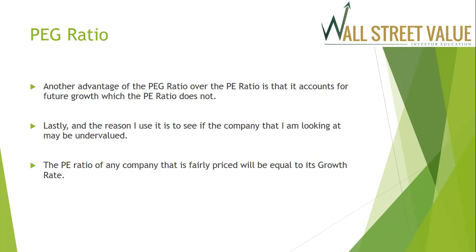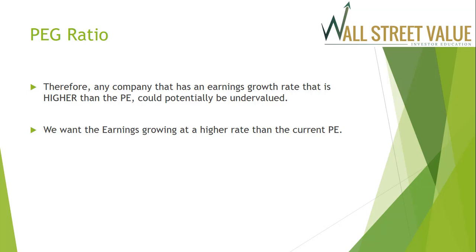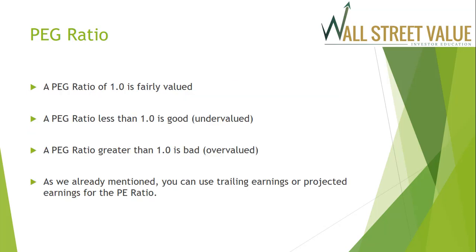The PE ratio of any company that is fairly priced will be equal to its growth rate, and that gives a PEG ratio close to 1.0. But a company that has an earnings growth rate higher than the PE could potentially be undervalued. So we want the earnings growing at a higher rate than the current PE. If it's 1.0, it's a fairly valued company. If the PEG ratio is less than 1.0, that's really good. That means this company is potentially undervalued. And if the PEG ratio is greater than 1.0, that means the PE is higher than the growth rate. That's not what we want, and that could represent a company that may be overvalued.